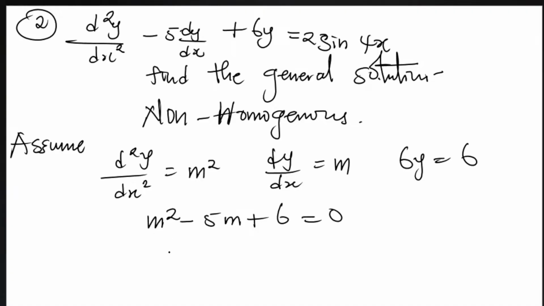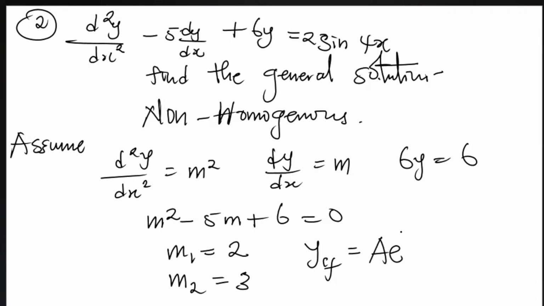We know that our m1 is simply 2, and our m2 will be simply 3. Now, what is the complementary function of our given equation? The complementary function of this equation will simply be y_CF equals A exponential raised to the power of 2x plus B exponential raised to the power of 3x. This is the complementary function of our given auxiliary equation.